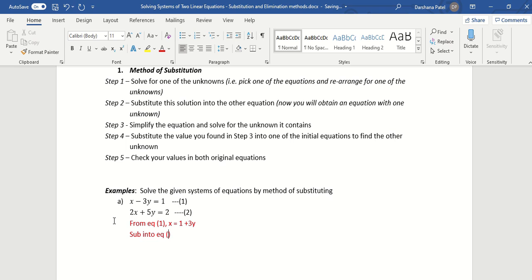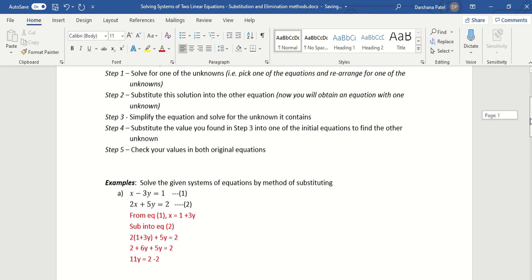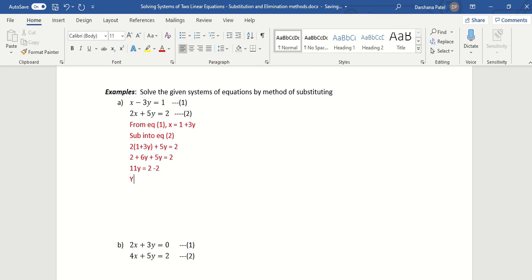We get 2 times, instead of x now I'll say 1 plus 3y, plus 5y equals 2, which will give us 2 plus 6y plus 5y equals 2, which will give us 11y, and subtracting 2 on both sides, 11y equals 2 minus 2. So y will be 0 divided by 11, which means y is 0.